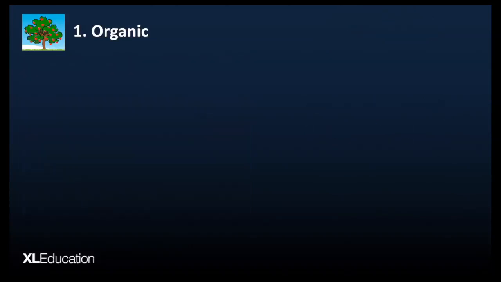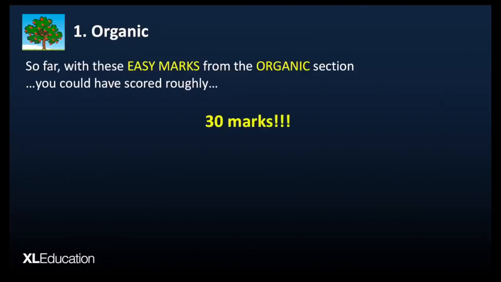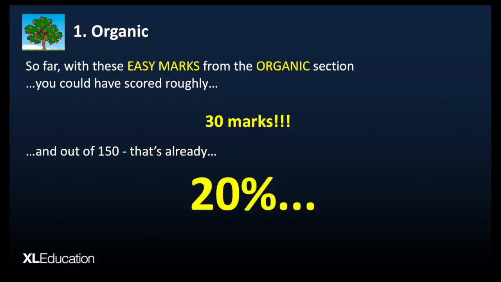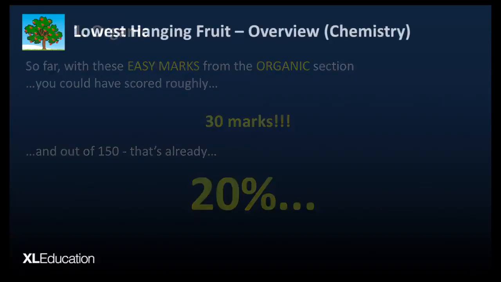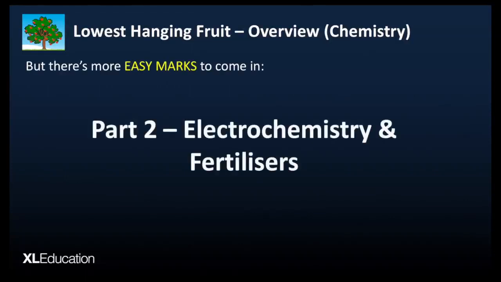Right, let's move on. So far, with these easy marks from the organic section, you have scored roughly 30 marks, which is awesome. Let's see how much is 30 marks out of 150, which is already 20%. Fine. There are also some easy marks in some other sections which are still coming. That is our part 2 of the presentation, from electrochemistry and fertilizers.